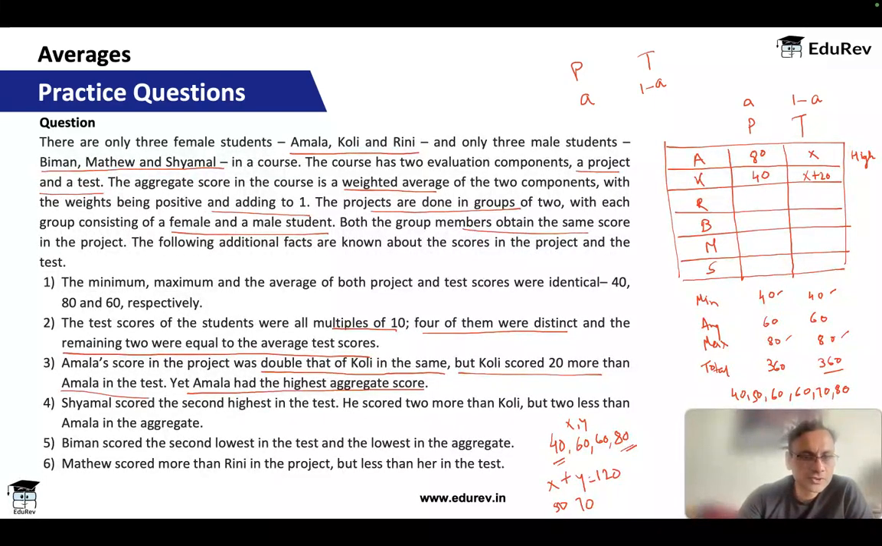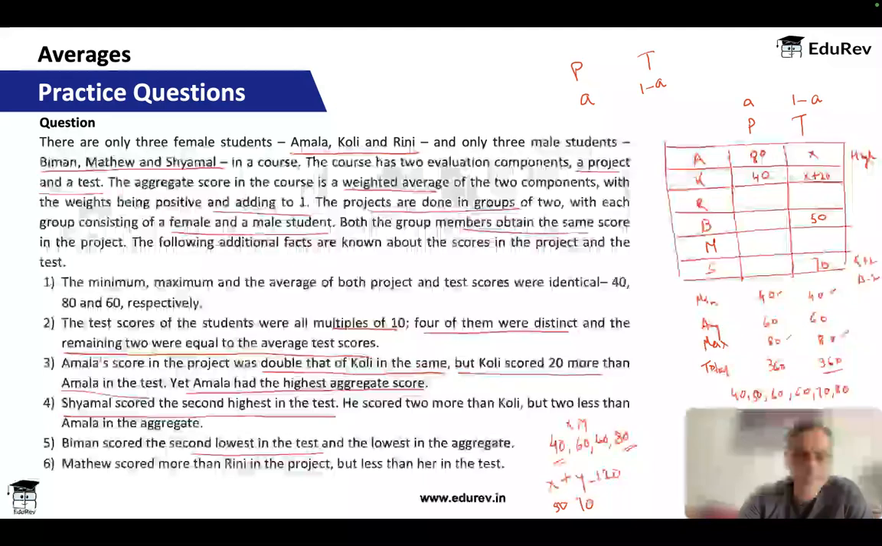Okay. Shyamal scored the second highest in the test. In the test, the second highest is 70, so Shyamal scored 70. He scored 2 more than Kohli, but 2 less than Amla in the aggregate. Okay, in the aggregate. Biman scored the second lowest in the test. Second lowest is 50. And lowest in the aggregate. So aggregate is lowest. He's rank 6.